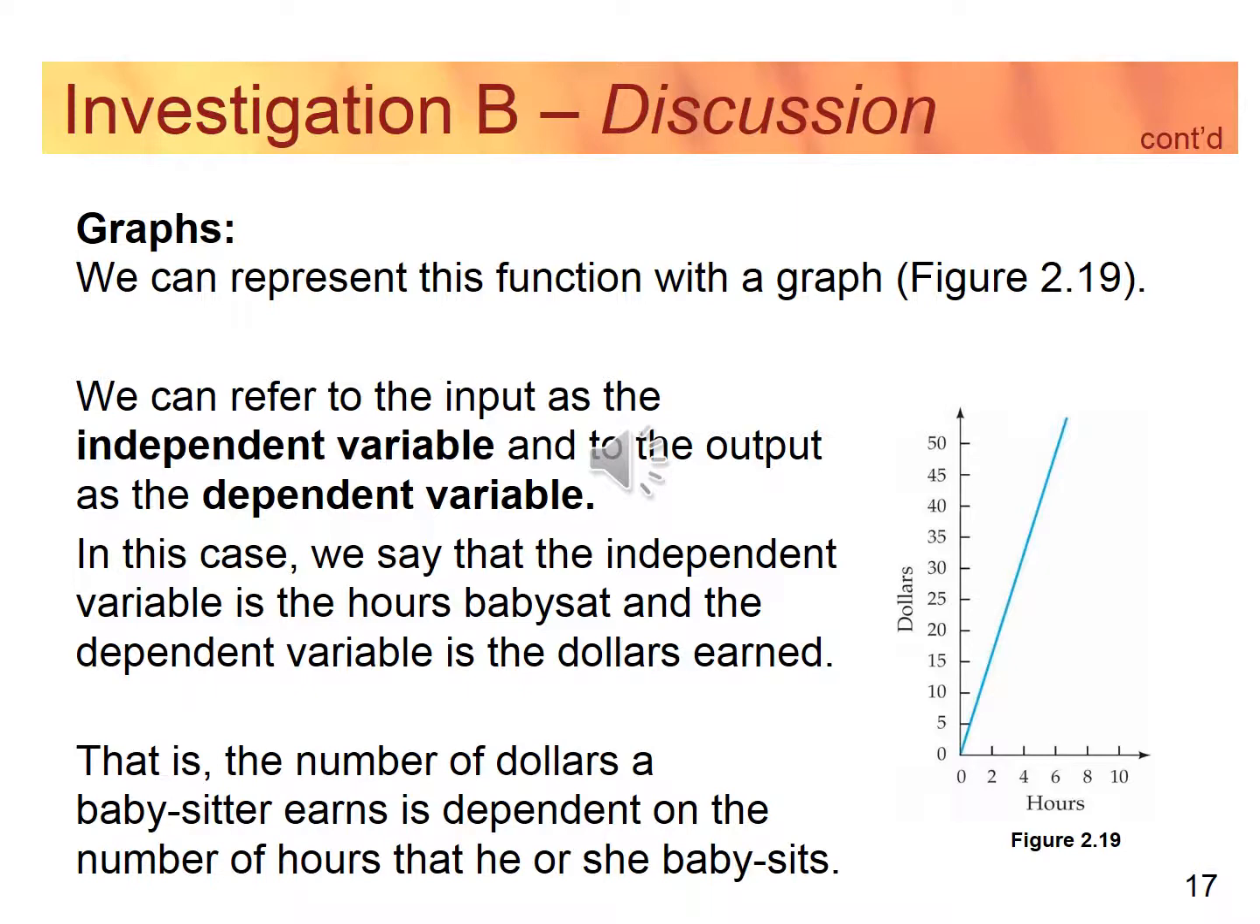You can refer to the input as the independent variable, in other words, the number of hours worked, and then the output, or the money that that person is making based on the hours worked, is the dependent variable. Why? Because it's dependent on how many hours the person works, or how many hours they babysit.